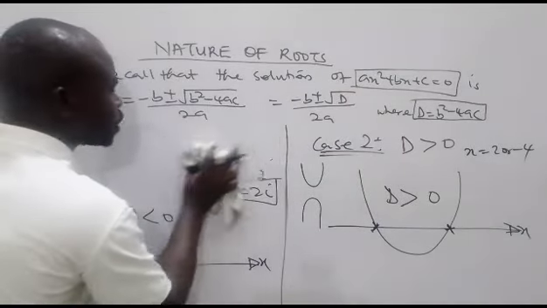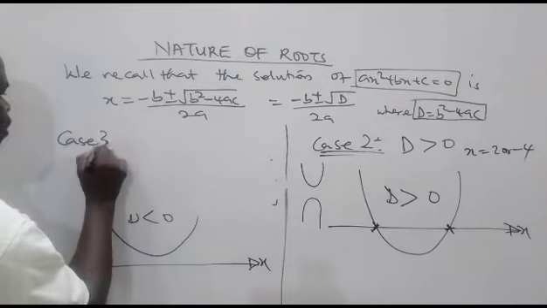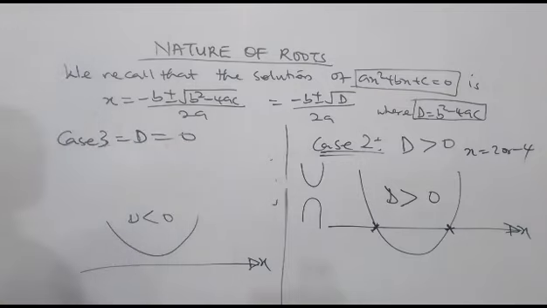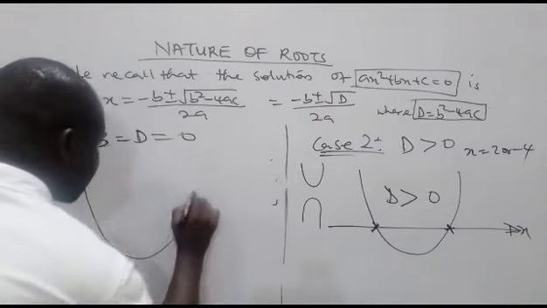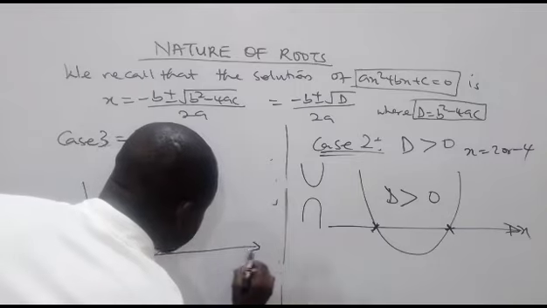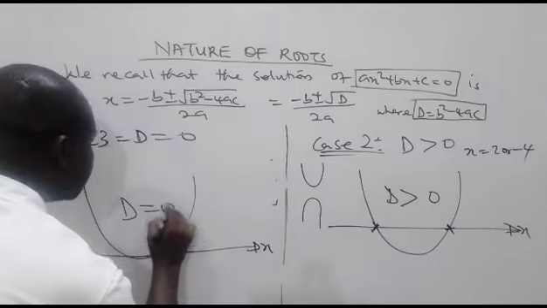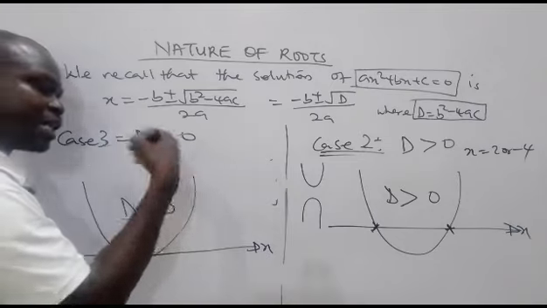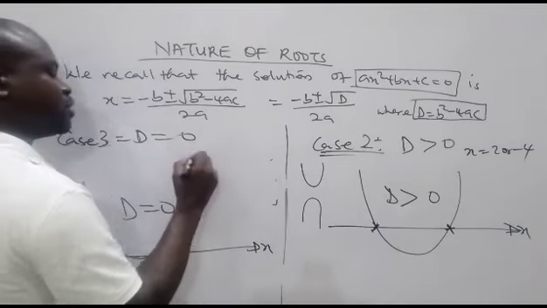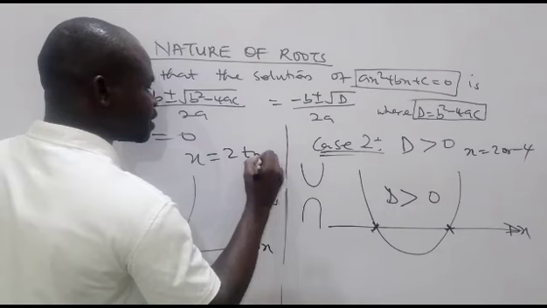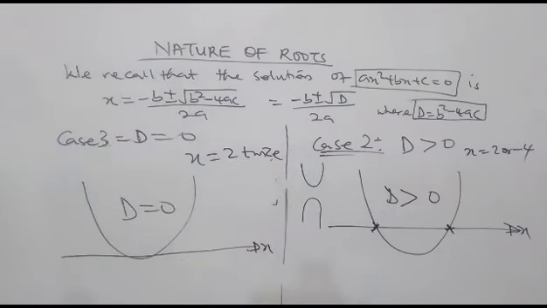Then the third case, case 3, is when the discriminant is equal to 0. When the discriminant is equal to 0, the implication is that the roots are real and equal. For instance, when we work a quadratic equation, we get x equal to 2 twice, or x equal to 5 twice. It simply means that the roots are real, but they are equal. That is the implication of that.